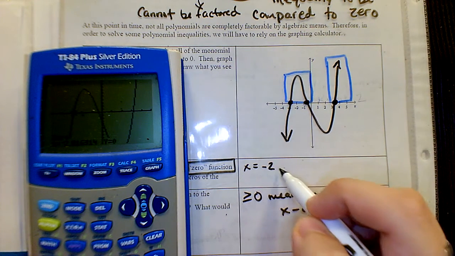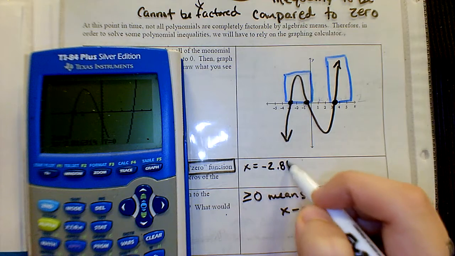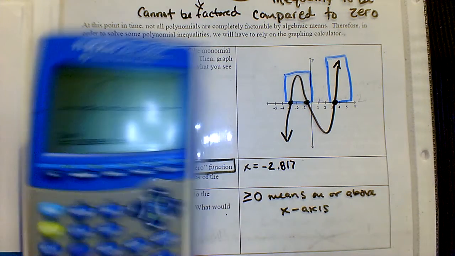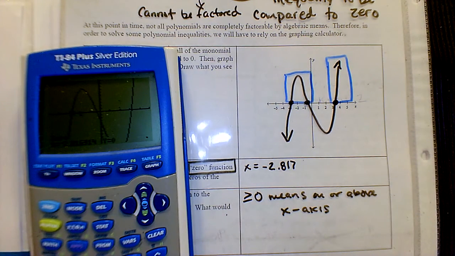Looks like -2.817. Maybe we'll do 3 decimal places. Yes? Came up with an error. Let's check it out.